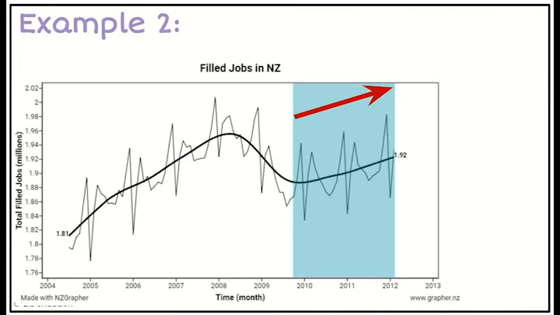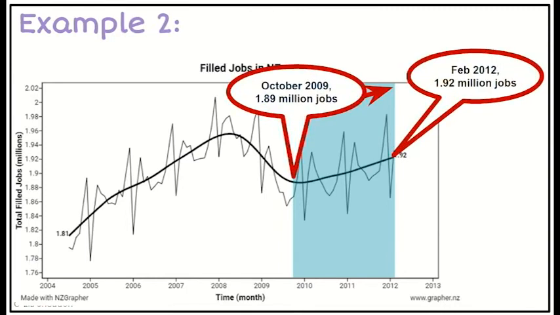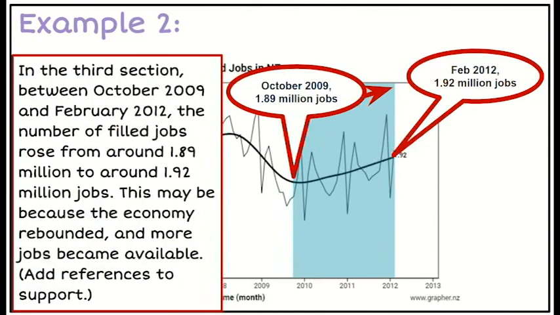Then we can look at the very last section, the third section, and that one is a slight increase. Again, we note the start and end points of that section, and then write a little section about that. The fact that it's risen from October 2009 up to Feb 2012, going from around an average of 1.89 million jobs per quarter up to an average of 1.92 million jobs per quarter.